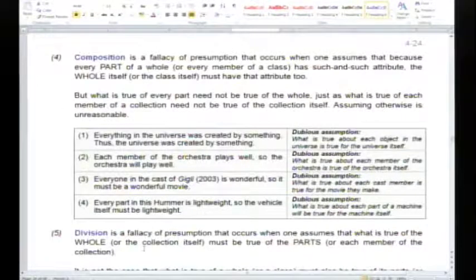Composition and division. And you're going to see examples of this. But composition occurs when you argue that what's true of the parts is going to be true of the whole. Division occurs when you argue that what's true of the whole is going to be true of the parts. And it's bad. They're both dubious assumptions. Everything in the universe was created by something. Thus, the universe was created by something. Is an example of composition. Each member of the orchestra plays well, so the orchestra will play well. It doesn't follow. It doesn't follow that what's true of the parts is going to be true of the whole.